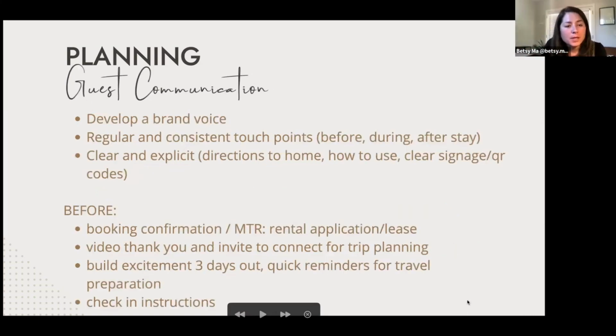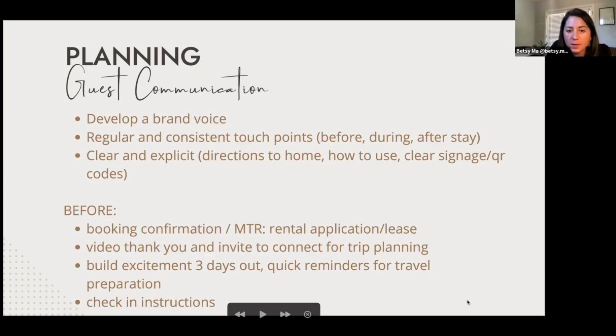You want to, in planning, just develop a brand voice in your communication. And that brand voice is not only the words that you use around your property and around the guest expectation. It also is the pacing of communication and how frequently you communicate with them and about what. So you want to have, for developing rapport with your guests, regular and consistent touch points.